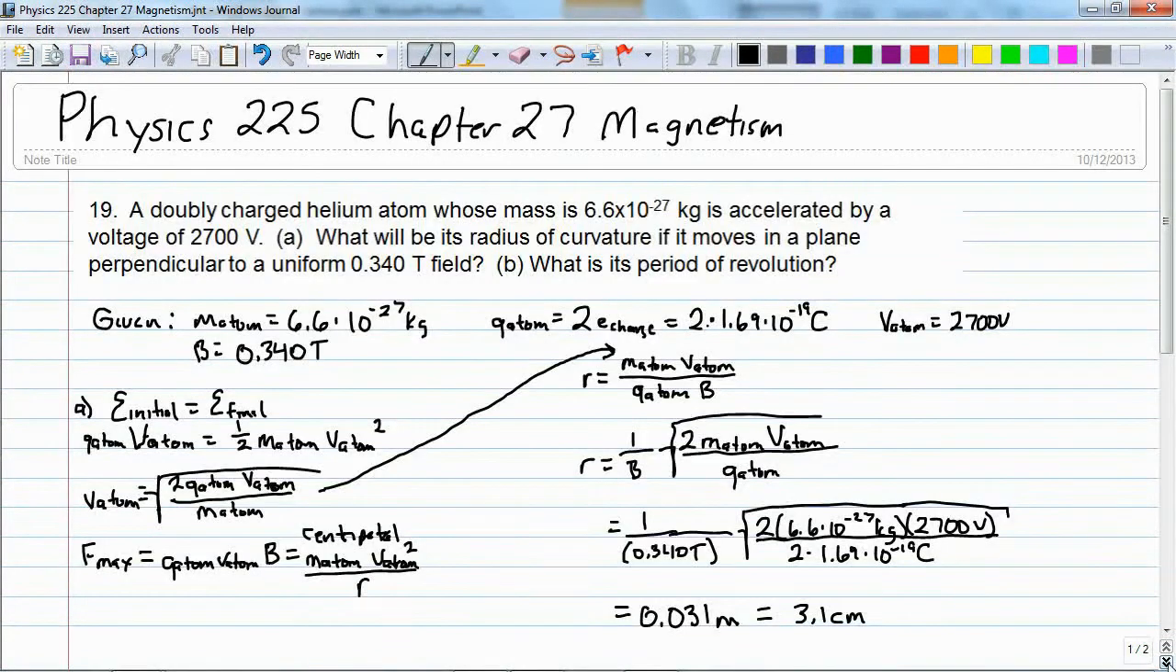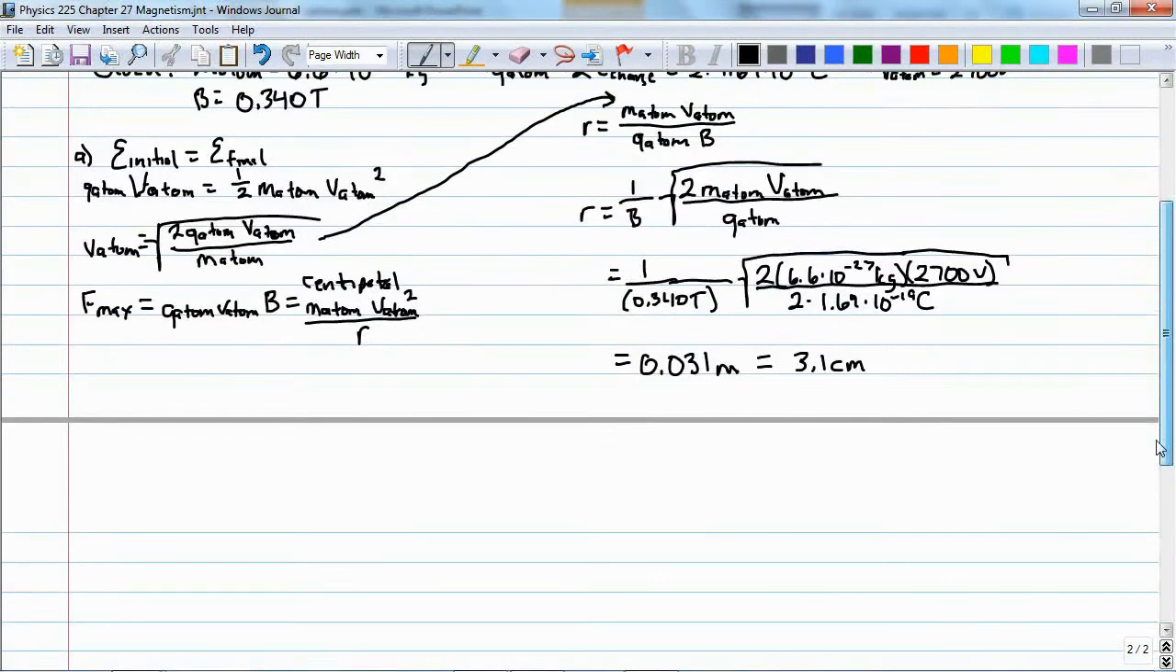Now we can look at part B, and there we need the period of the revolution. Well, we know that the velocity has to equal the distance of the path. That's just going to be 2 pi times the radius, because that's the circumference, divided by the period. And the period is what we're looking for. So the period is equal to 2 pi r over the velocity of the atom.